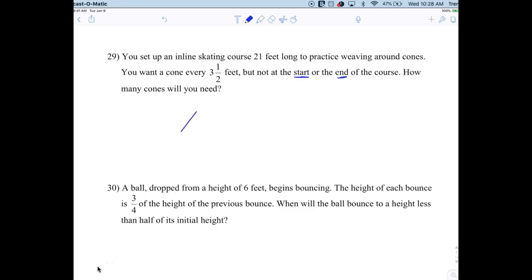That's how long? That is 21 feet long. That's what I was hoping you would say. 21 feet long.